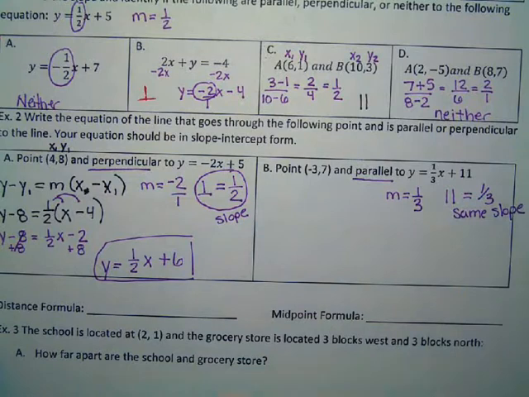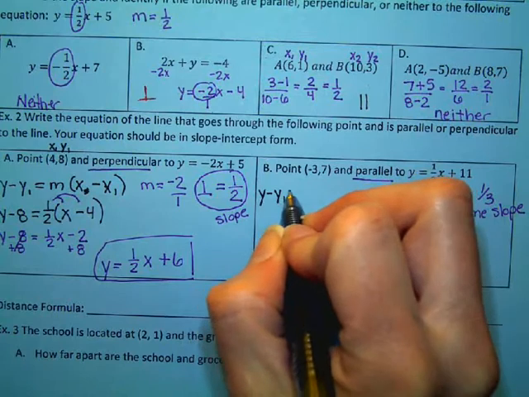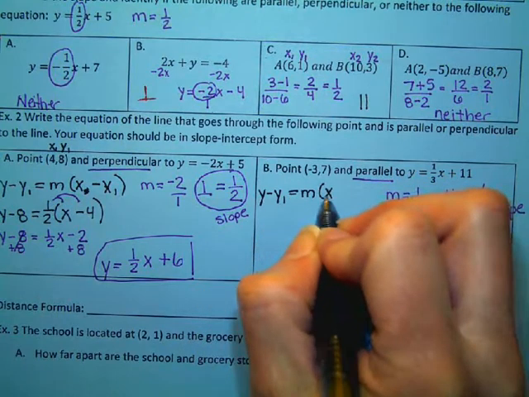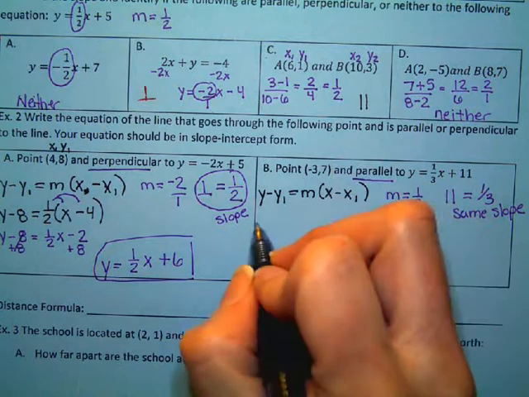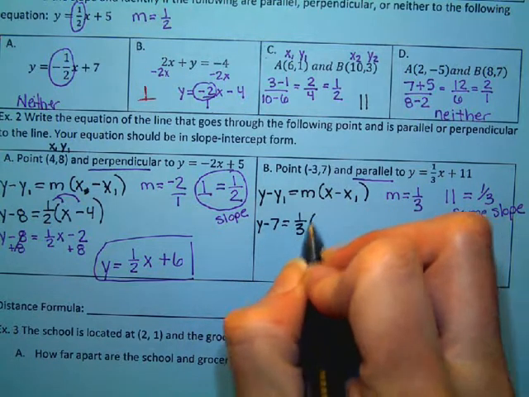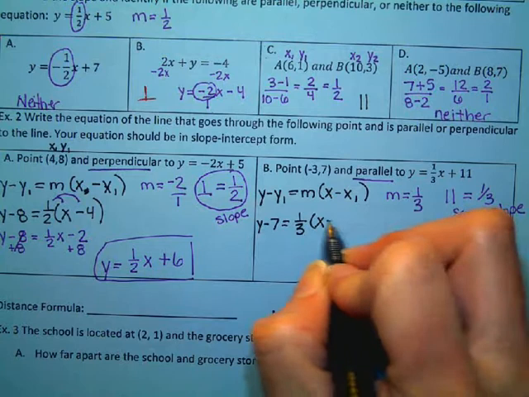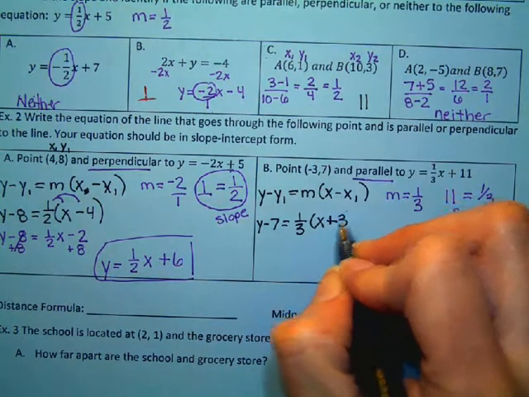So we're going to take our point-slope form. I'll write it again since I kind of messed up. y minus y1 equals m times x minus x1. We'll plug in our point. We have y minus 7 is 1/3 times x minus, it looks like a -3, so two negatives make +3 there. So that's our point-slope.